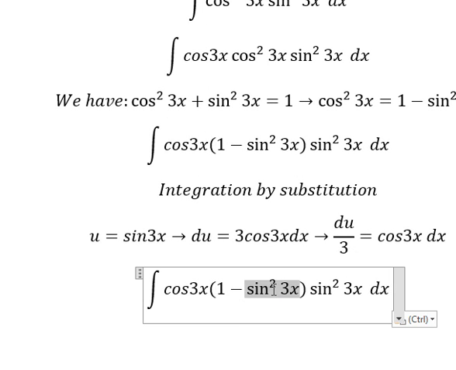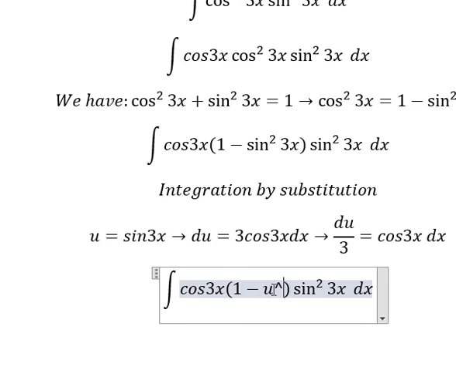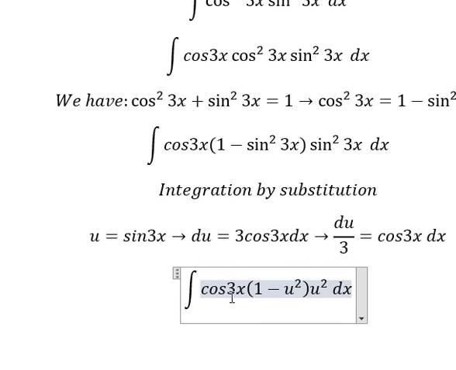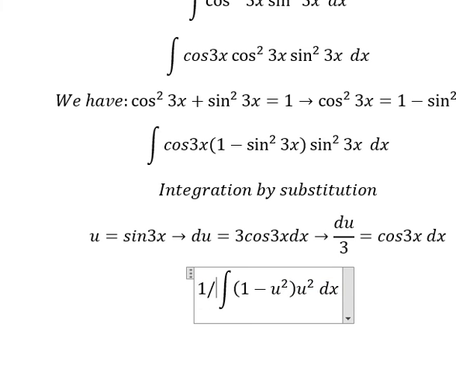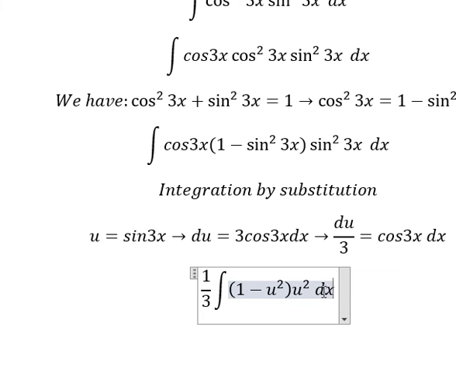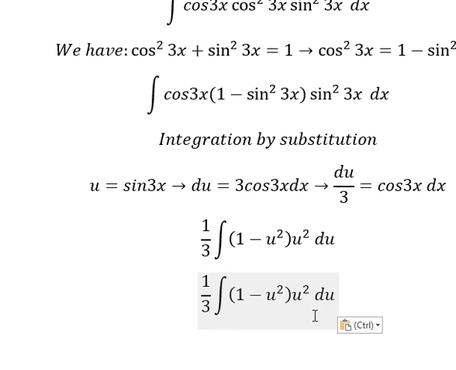So this one we change by u. This one we change by u. Cosine 3x dx we change by this one. So u square multiply by number 1 and u square in here.